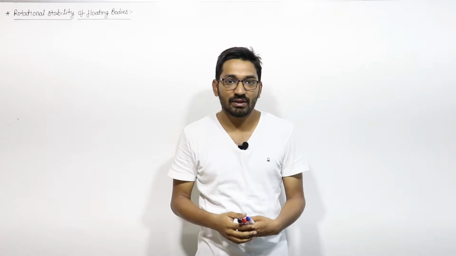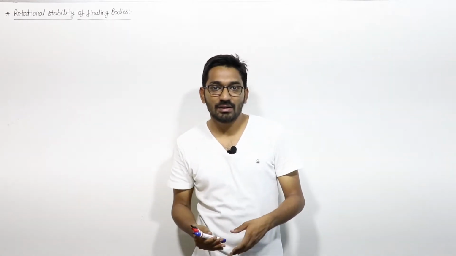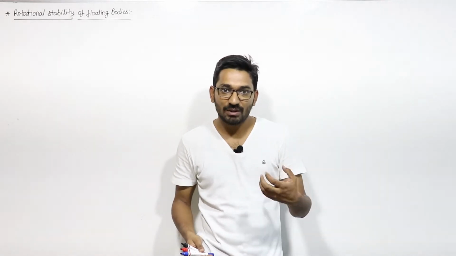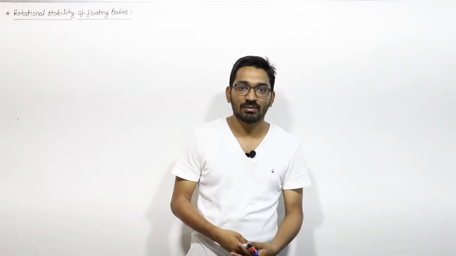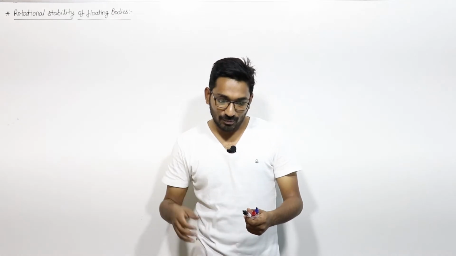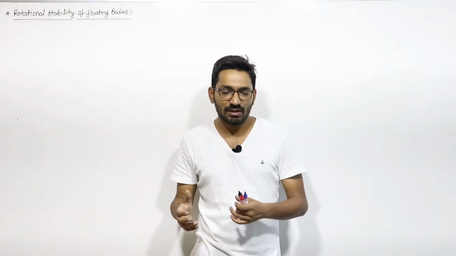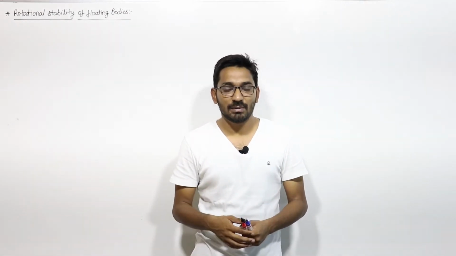Our next case of discussion is the rotational stability of floating bodies. When the bodies are floating, what are the cases for stable equilibrium, and the conditions for stable, unstable, and neutral equilibrium? How can we say, by seeing the position of the center of buoyancy and center of gravity, whether the body is in stable, unstable or neutral equilibrium?